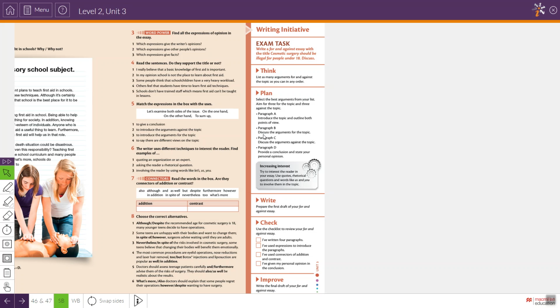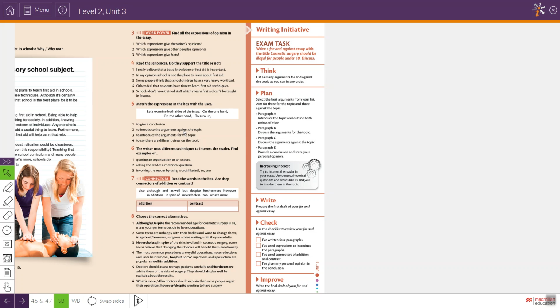Paragraph B, discuss the arguments for the topic. Paragraph C, discuss the arguments against the topic. Okay, so reasons for and reasons against. Right, sometimes it can be advantages and disadvantages. Okay, one paragraph for each of them. Okay, and in paragraph D, provide a conclusion and state your personal opinion. Here, you can give your opinion, right?